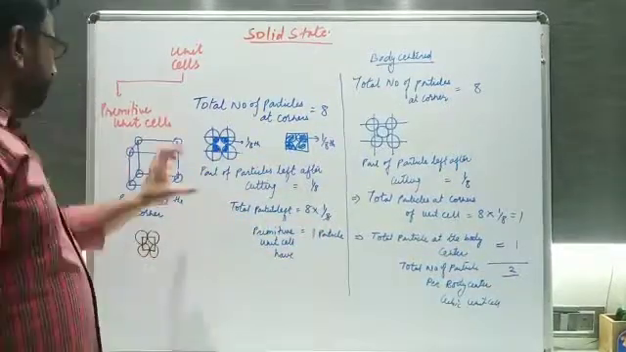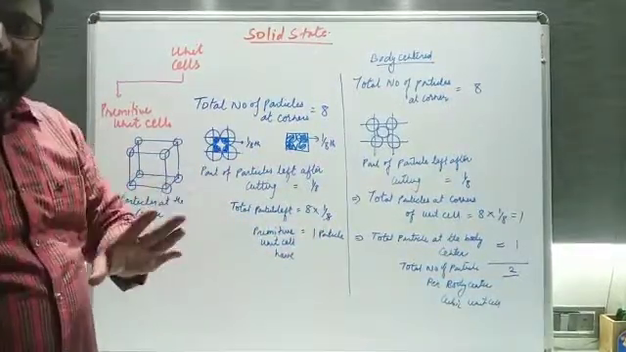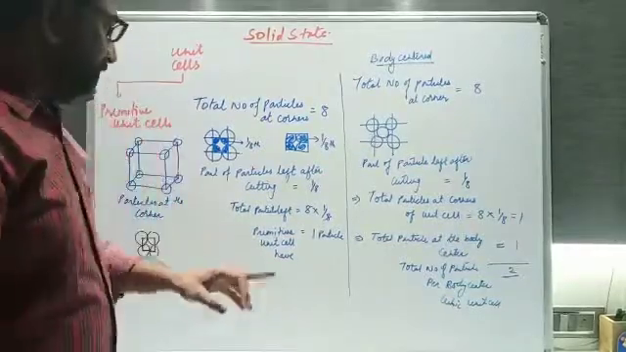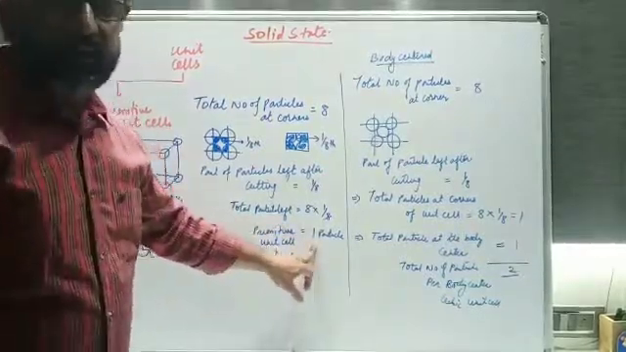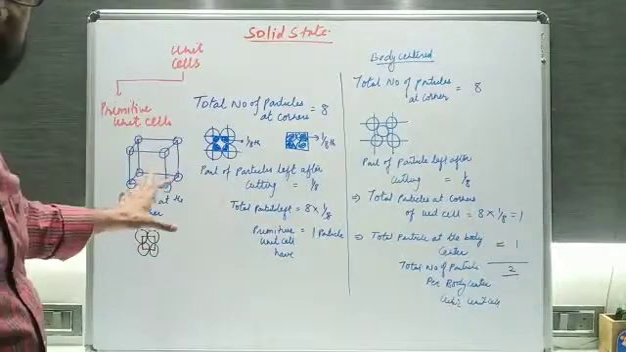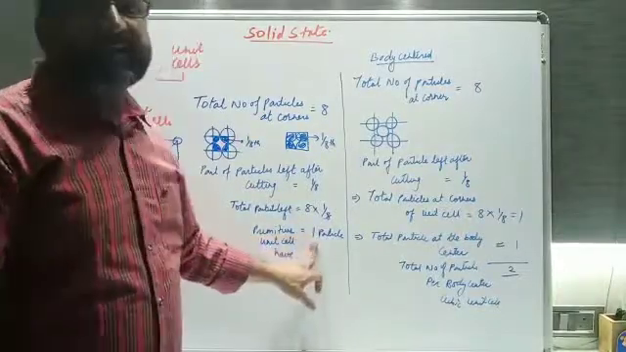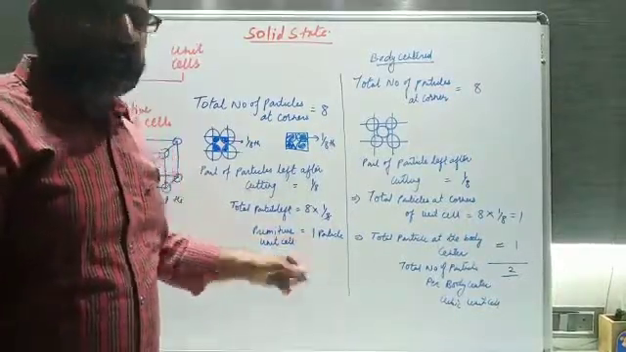So in a primitive unit cell, how many particles are there? If you actually see, it will be only 1 particle, but it is visible now as 8 particles. But actually how many particles are there? 1 particle is present in the primitive unit cell.